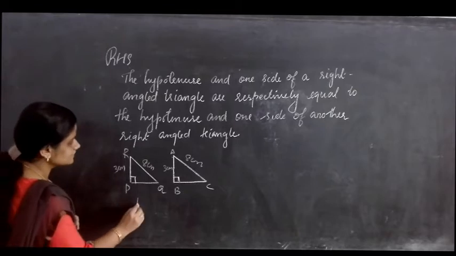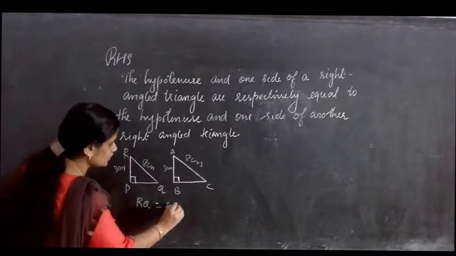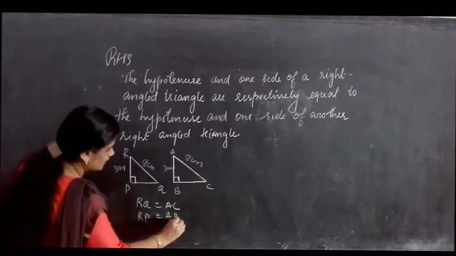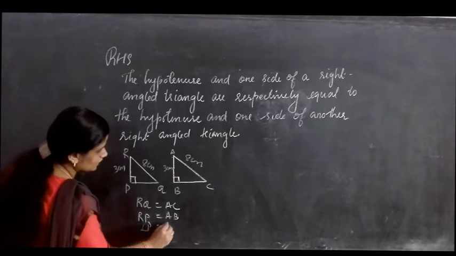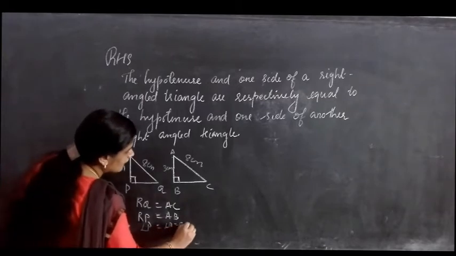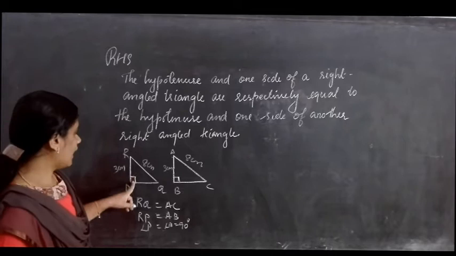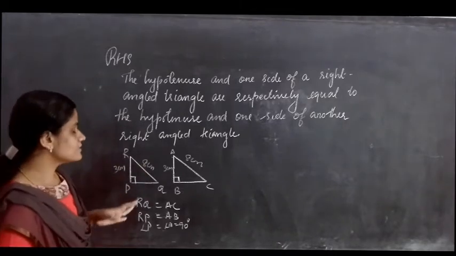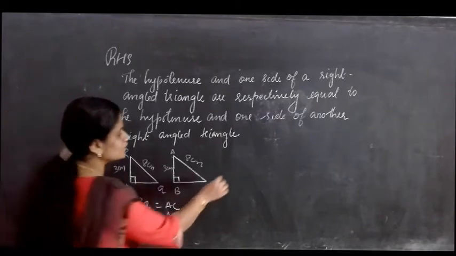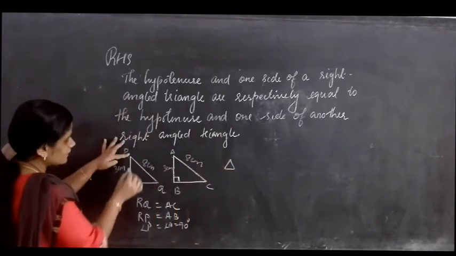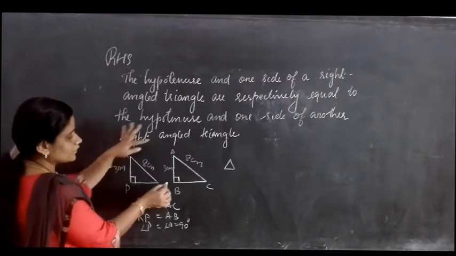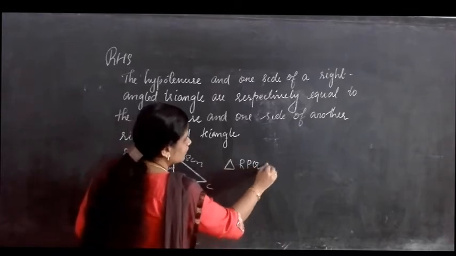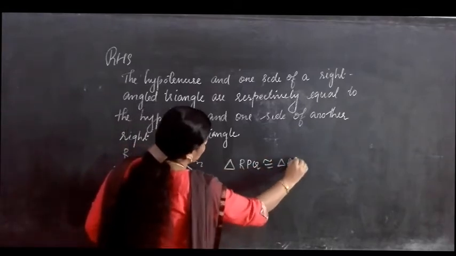So what can you write? RQ is equal to AC, RP is equal to AB, and angle P is equal to angle B is equal to 90 degrees. So RHS. Is that clear? By the RHS congruence rule, these two triangles are congruent. Now we have to name it. So triangle RPQ is congruent to triangle ABC.